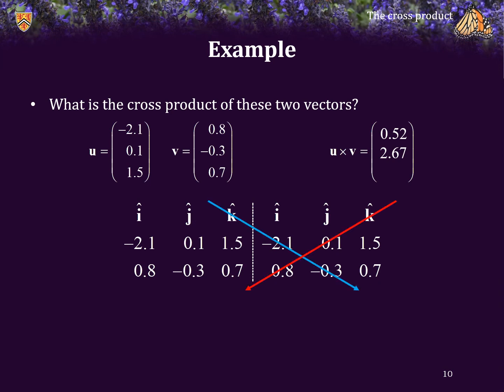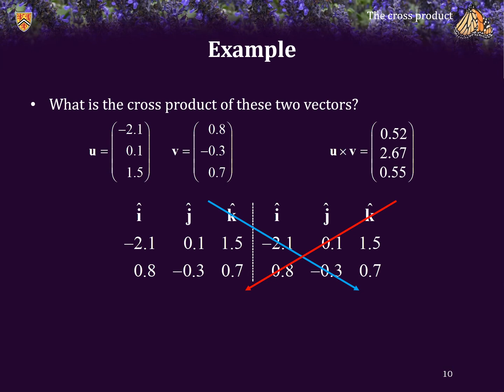For the third entry, we multiply these terms, subtracting the second from the first. So negative 2.1 times negative 0.3 is 0.63, and 0.1 times 0.8 is 0.08. Consequently, we would have 0.63 minus 0.08, and that is equal to 0.55.